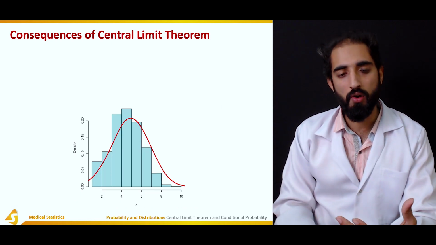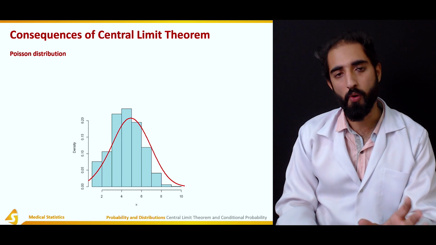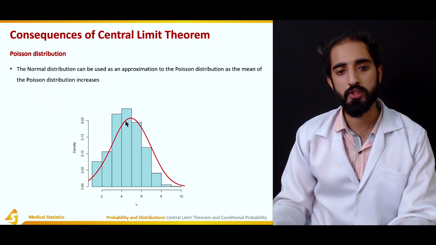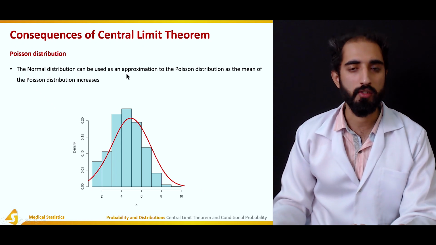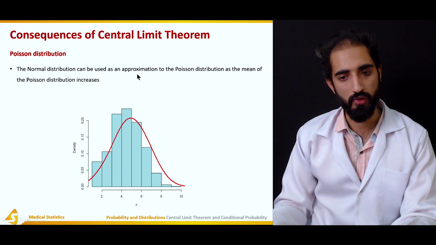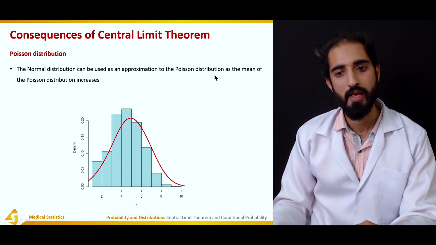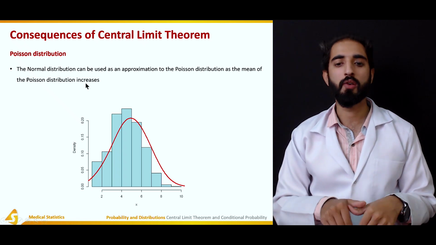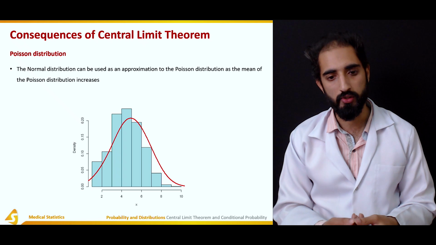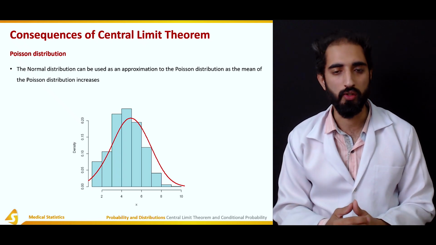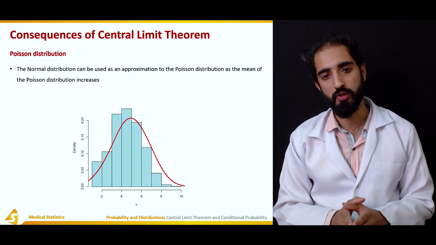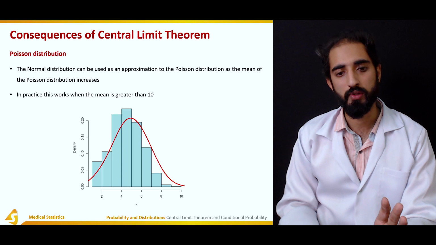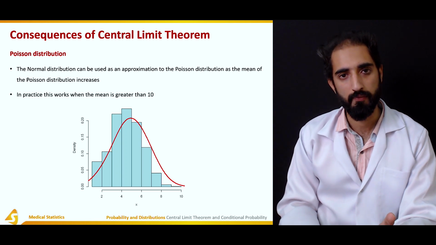Now, moving on to the consequence of central limit theorem, talking about Poisson distribution and how we can use normal distribution instead of Poisson distribution. The normal distribution can be used as an approximation to the Poisson distribution, or as a substitute to Poisson distribution, as the mean of the Poisson distribution increases. So if we increase the mean of the Poisson distribution, then we can actually use the normal distribution by applying the central limit theorem. In practice, this occurs when the mean is greater than 10.